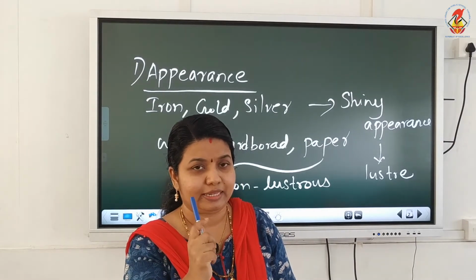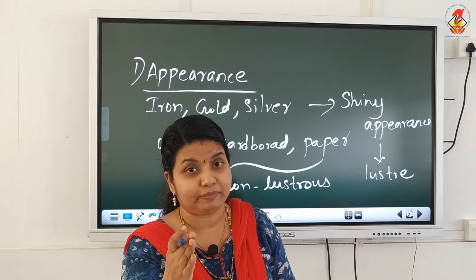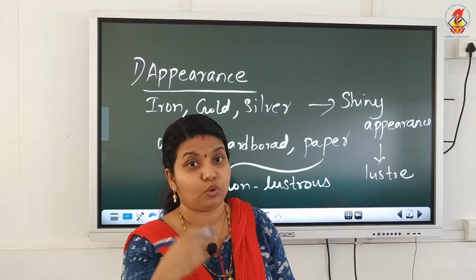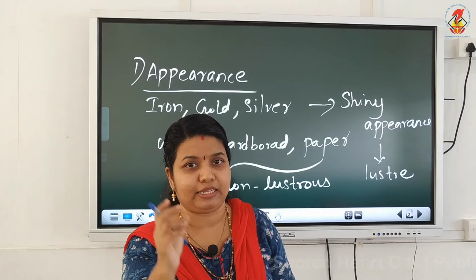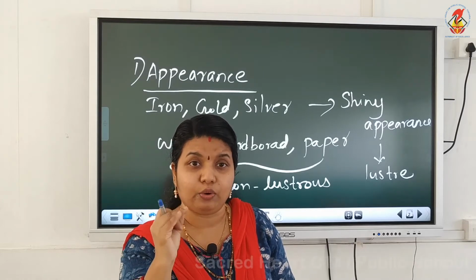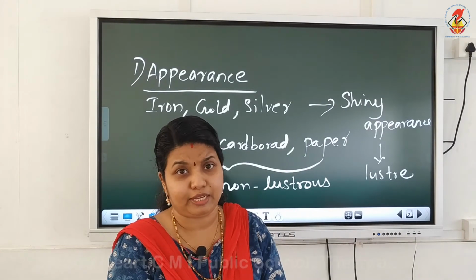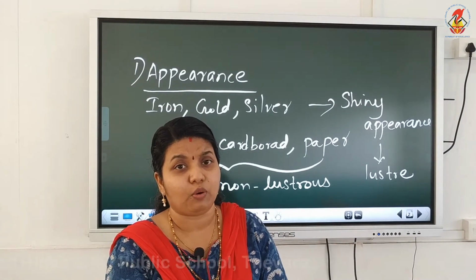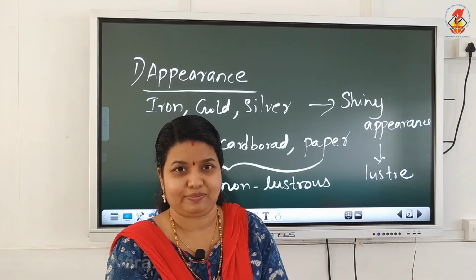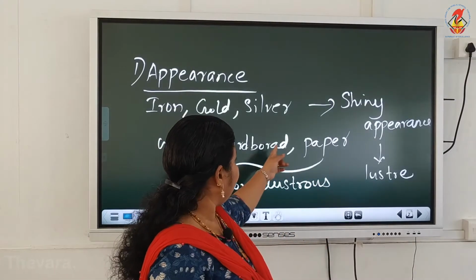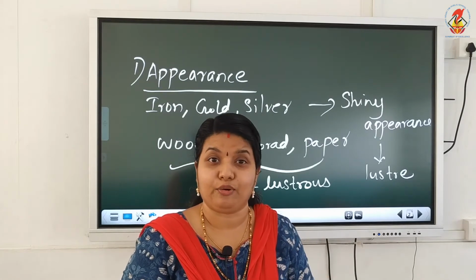So one property of materials is appearance, based on which materials can be classified: lustrous materials and non-lustrous materials. Examples for lustrous materials are metals. Examples are iron, gold, silver, then two more, copper and aluminium. All these five metals are familiar to you. Iron, copper, aluminium, gold and silver are metals and they are lustrous or shiny in appearance. Materials like wood, cardboard, paper, etc., do not have a shiny appearance, they are non-lustrous.